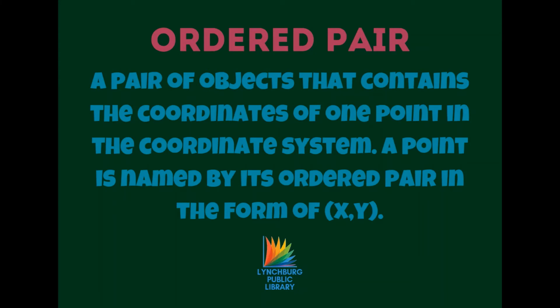An ordered pair is a pair of objects that contains the coordinates of one point in the coordinate system. A point is named by its ordered pair in the form of (x, y). As such, the first number in an ordered pair refers to a number on the x-axis, and the second number in an ordered pair refers to a number on the y-axis. The point lies where these two numbers intersect.